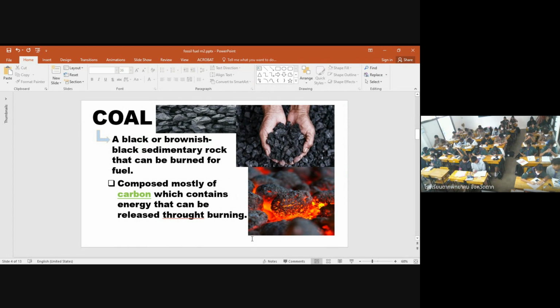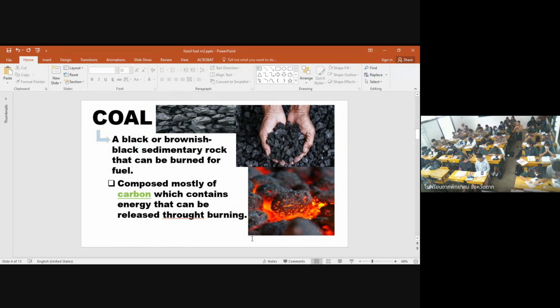It is composed mostly of carbon, which contains energy that can be released through burning. So it means that from burning the coal, it can release your energy.